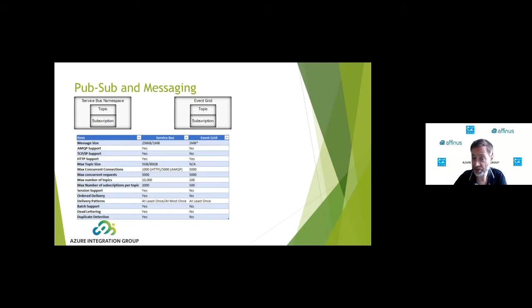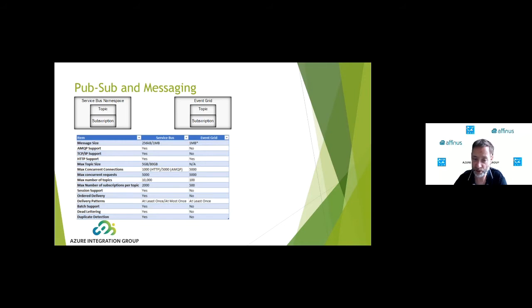There's the concept of a max topic size in Service Bus. So if I put a lot of messages on a topic, what's the maximum size of that? Event Grid doesn't have an equivalent, at least not that I could find or I've ever hit. In terms of throughput, Event Grid is sort of a lightweight event-driven architecture. It's designed for processing events, the clue's in the name. Whereas Service Bus is more heavier message-based processing. So because of that, the max concurrent connections are different. So with Service Bus, we're talking about 1,000 if you're using HTTP, and it's 5,000 with Event Grid.